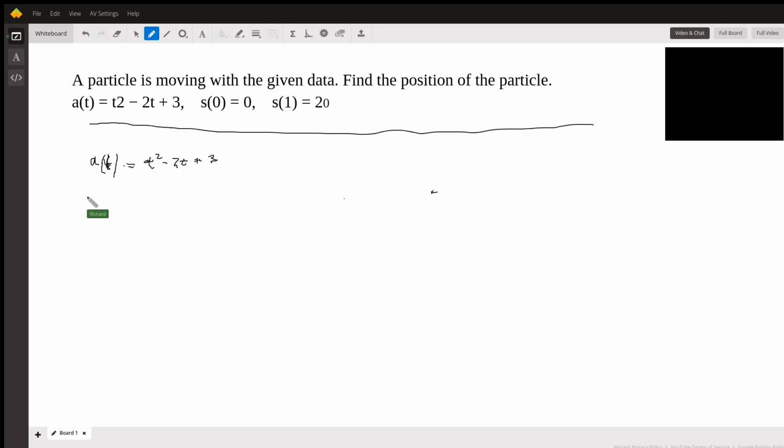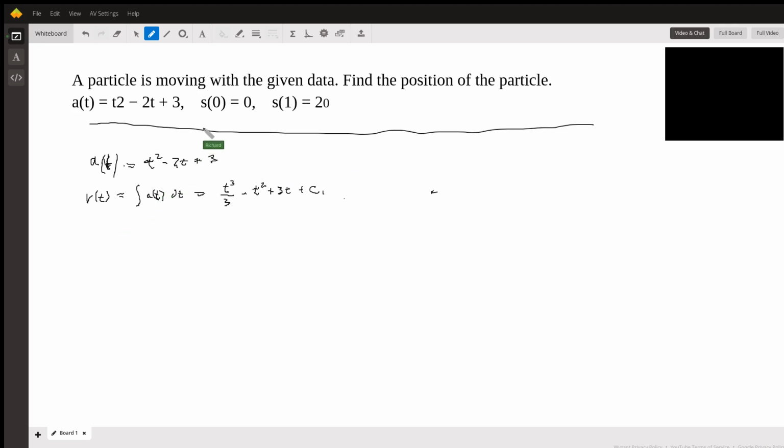Next, we want to find the velocity of the particle at time t, and that's just the integral of a of t dt. And we're just going to use power rule here, so this is going to be t cubed over 3 minus t squared plus 3t plus a constant. We'll call that C1. Okay.